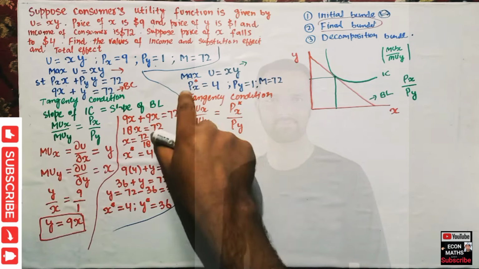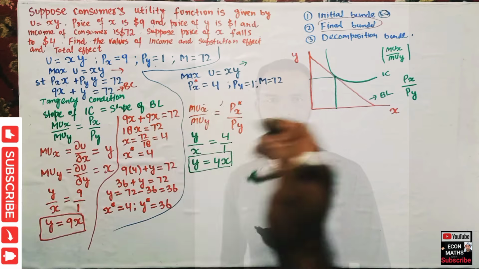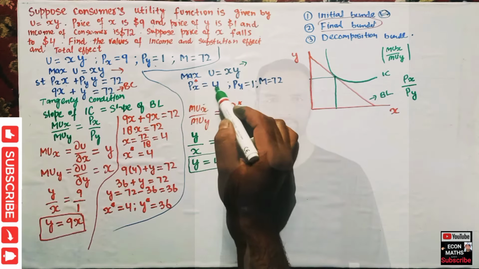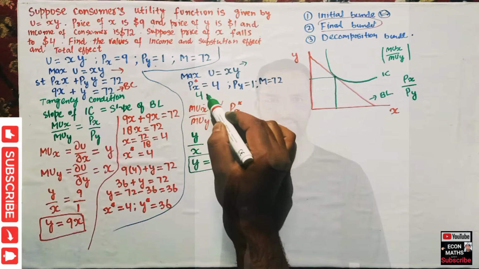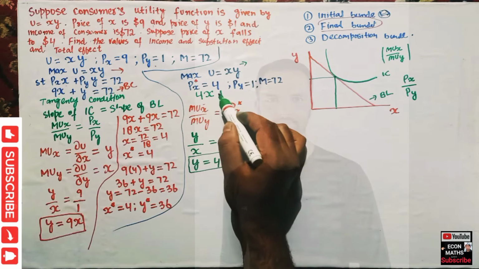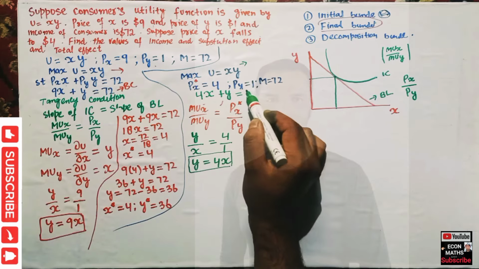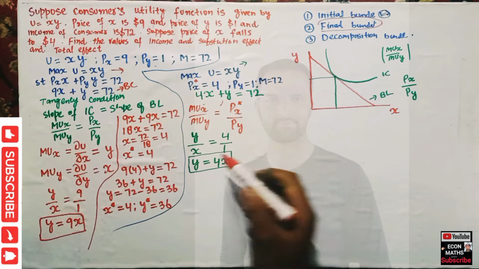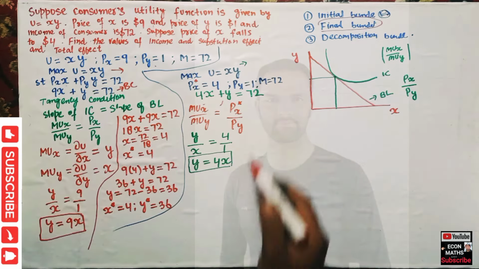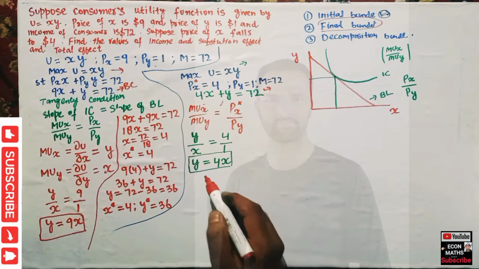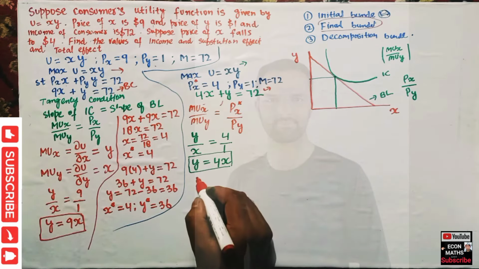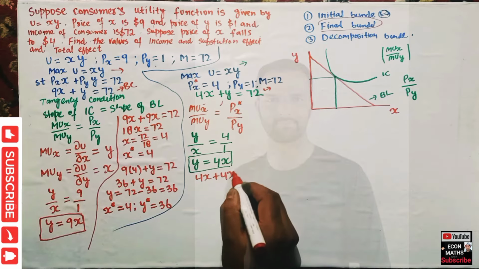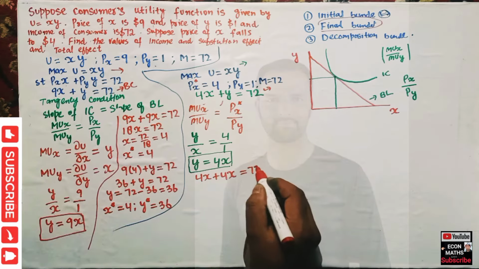Okay, now we just need to plug this y is equal to 4x in our budget constraint. And I am sorry, I forgot to write here budget constraint. Now new budget constraint would be like this. Price of x is 4, so this is 4 times x plus y should be equal to 72. Okay, we just need to plug this y is equal to 4x in this new budget constraint. So y is equal to 4x, so I will write 4x plus, in place of y we have 4x, should be equal to 72.